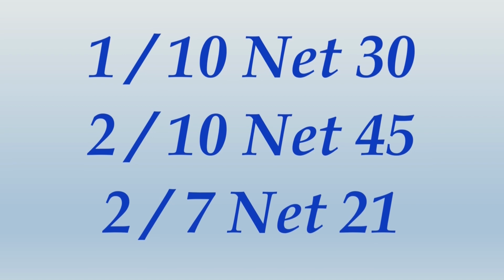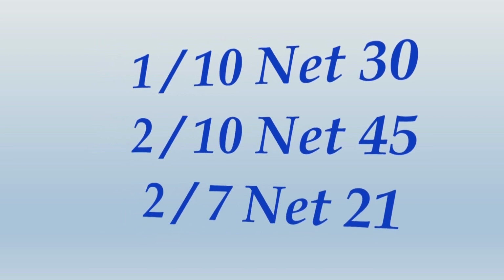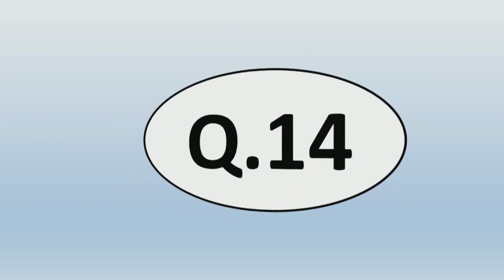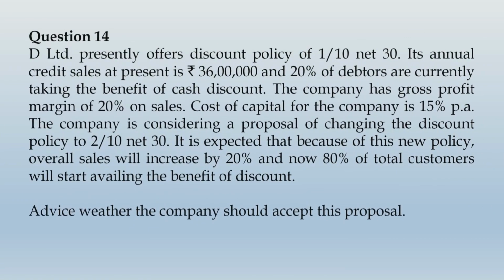And now let us do one thing. Let us move ahead and write up the solution for the next question. That will be question number 14. Let us first read this question. D Limited presently offers discount policy of 1/10 net 30. That means the company is already giving a discount policy to its customers as 1/10 net 30.